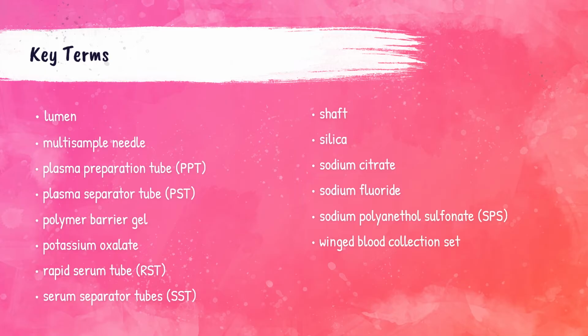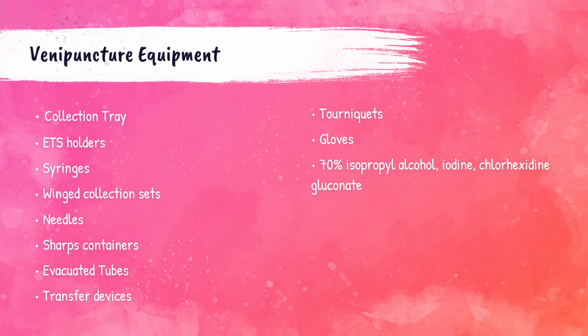Like on the previous slide, these are terms that we will be discussing between Part 1 and Part 2 of this lecture series. Okay, so now that we've identified both the learning objectives and the key terms for this lecture series, let's get to the lecture. So on this first slide, we're going to be discussing venipuncture equipment.